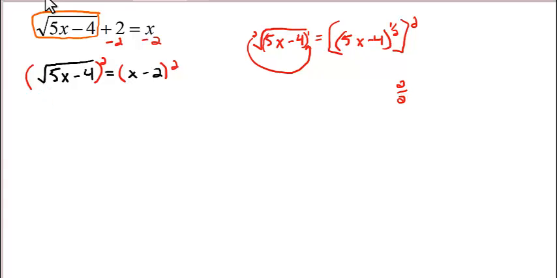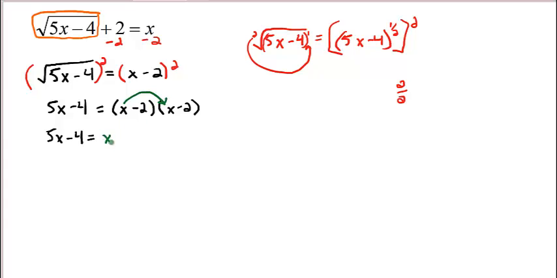So now we could rewrite this left side as just 5x minus 4. And then that will equal x minus 2 squared. So it's this quantity squared, so we have to write it twice. We got x minus 2 times x minus 2. Now in our next step we're going to have to distribute all this out. So I'm going to rewrite 5x minus 4 and keep that as is for now, and then distribute this.